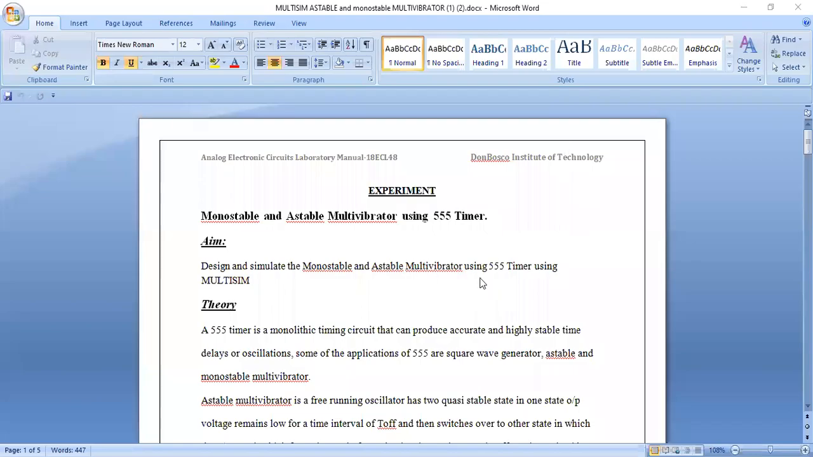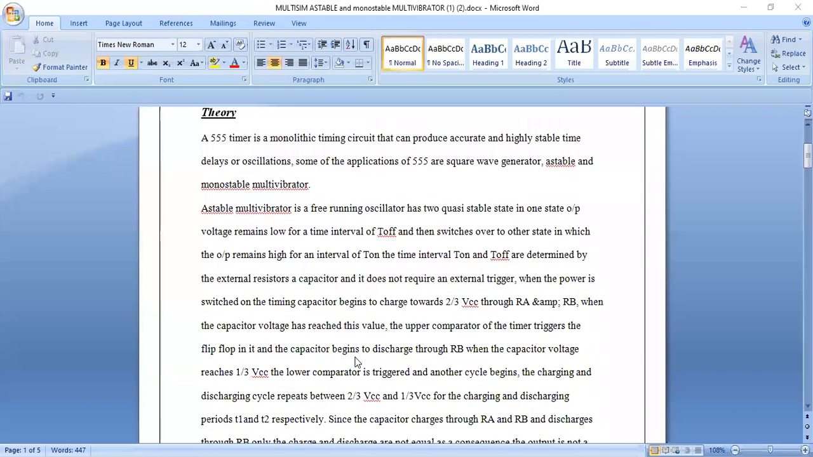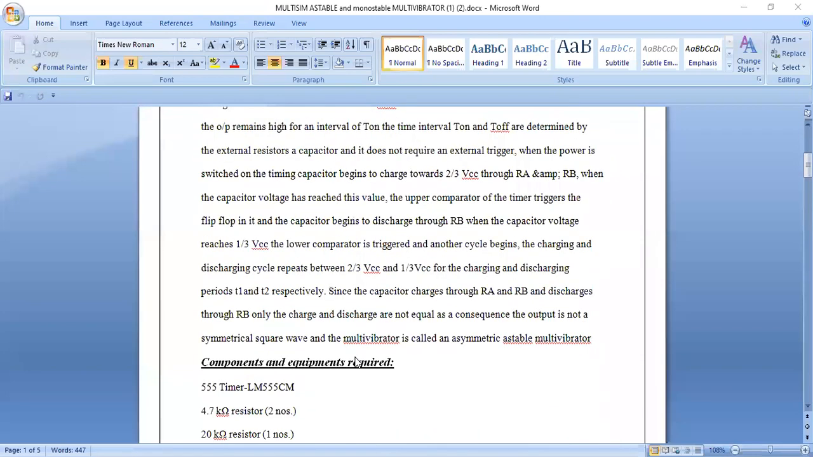Dear students, now we are going to discuss monostable and astable multivibrator using 555 timer. The aim of the experiment is to design and simulate monostable and astable multivibrator using 555 timer using Multisim. Using Multisim 555 timer, we are going to design monostable as well as astable multivibrator.